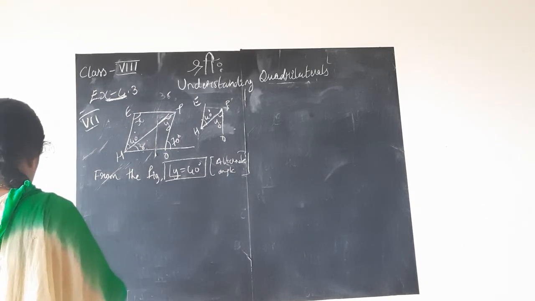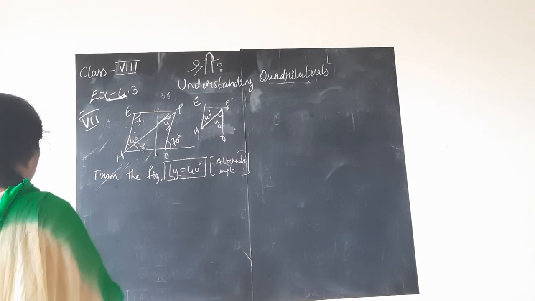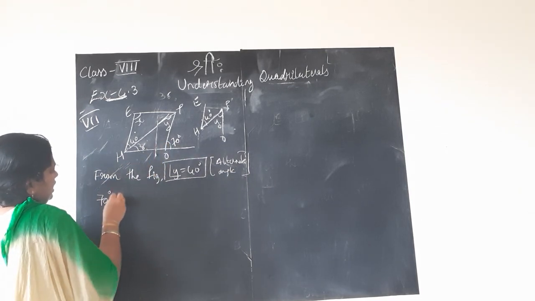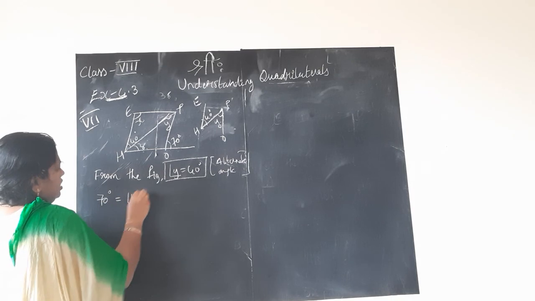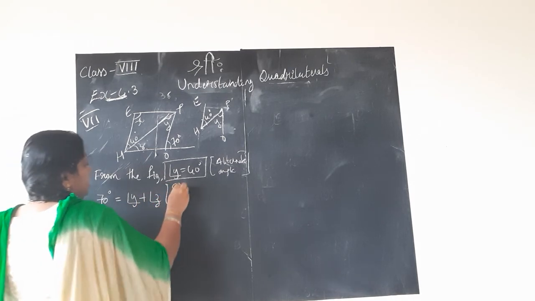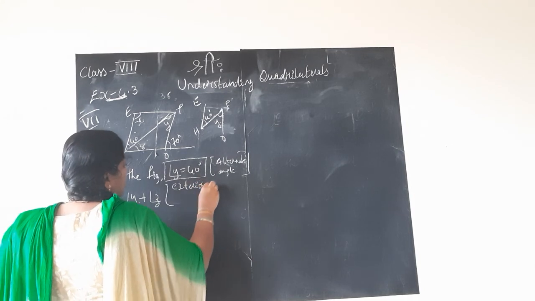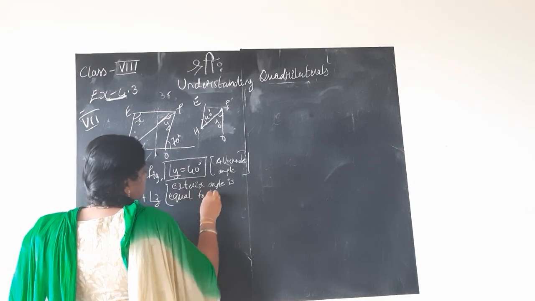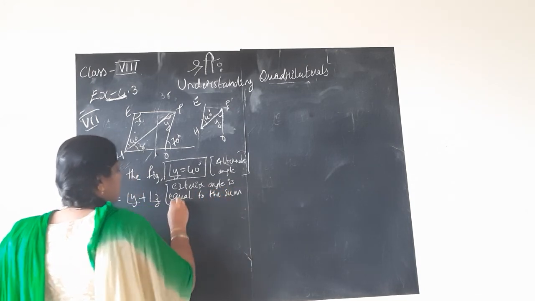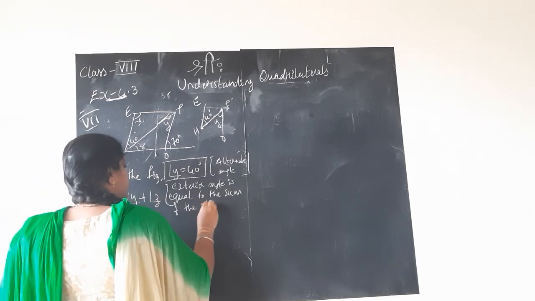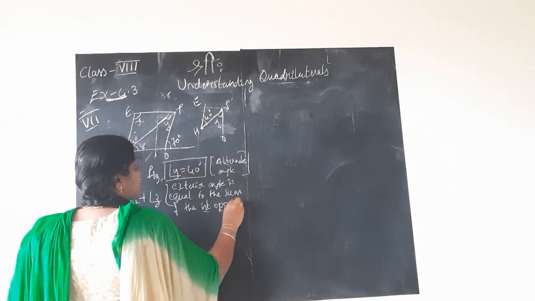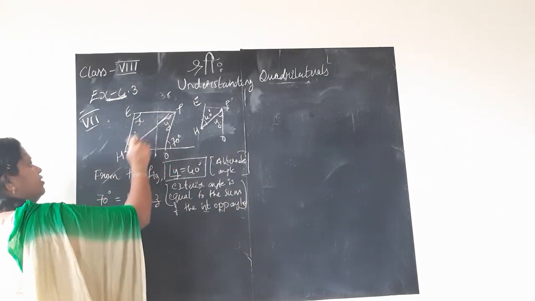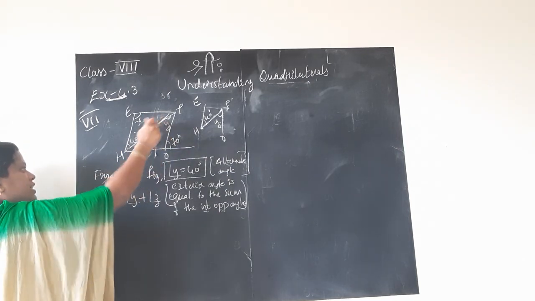Next concept what we shall apply is, 70 degree. We have exterior angle. So 70 degree, the exterior angle is angle Y plus angle Z. You have studied now children, exterior angle is equal to the sum of the interior opposite angles. So 70 degree is the exterior angle. Z and Y are the interior opposite angles. So 70 degree is equal to Y plus Z.